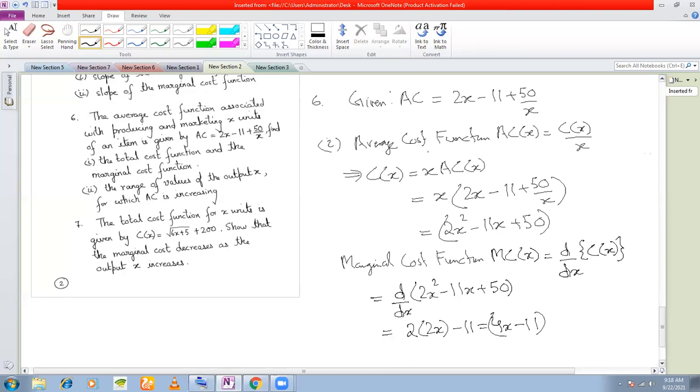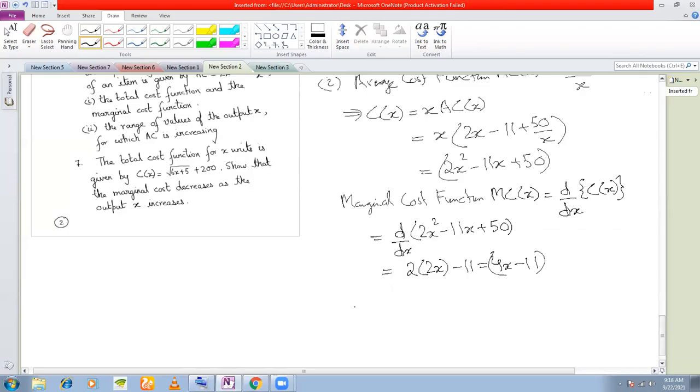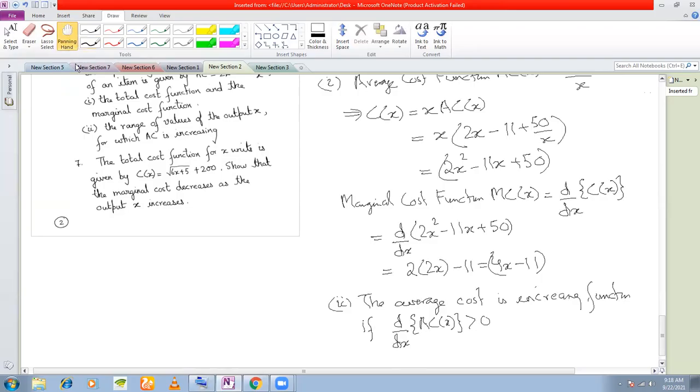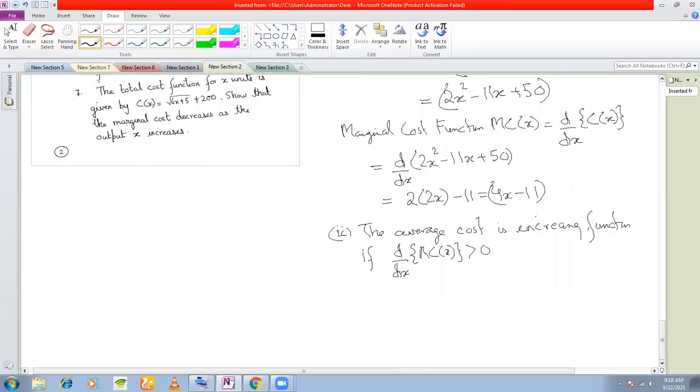Now, when will the average cost be increasing? The average cost function is increasing if the derivative of the average cost is positive, right? You need to find a range of output for which the average cost is increasing. That is, what are those values of x for which the average cost will increase?